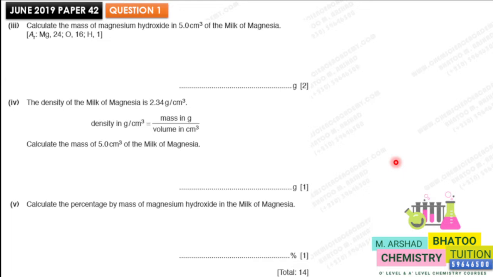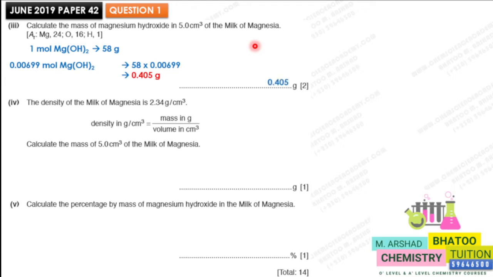Third part, Raghu. Calculate the mass of magnesium hydroxide in 5.0 cm3 of magnesia. Yes. The 1 mole is equivalent to 58 grams. So 58 times 6.99 times 10 power minus 3 equals 0.405. Okay, so what you're saying is that you calculated the moles first. Okay, 1 mole of Mg(OH)2 is 58 grams. So the mass present in the number of moles you have just calculated, 0.00699 mol, is 58 times 0.00699. So 0.405, right? You used proportion itself or the formula? OK, yeah. 0.405 grams.